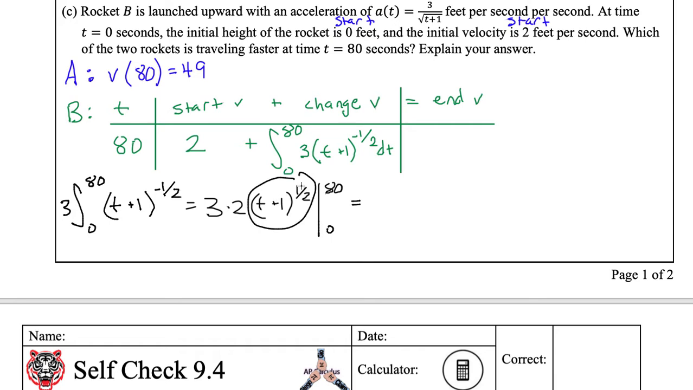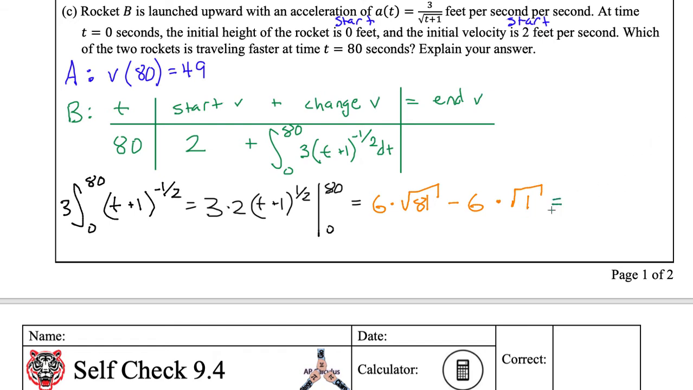So this right here is 9. I'm skipping too many steps, aren't I? So this is 6 times the square root of 81 minus, I guess I can leave that 3 factored back in. Yeah, 6 times the square root of, when I plug in 0, 0 plus 1 is 1, square root of 1. Cool. So what is this thing?